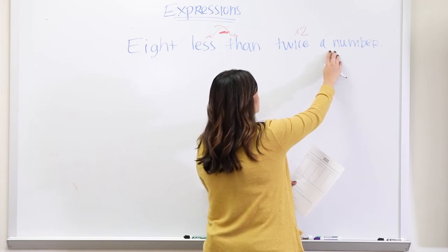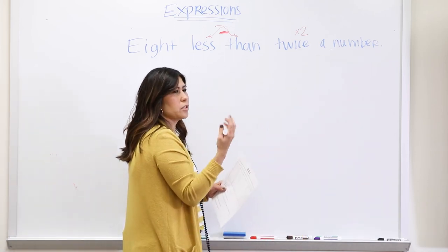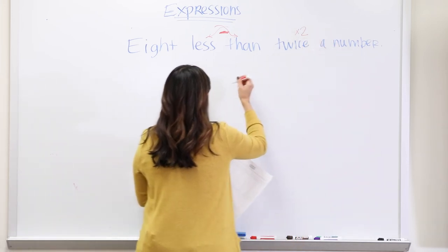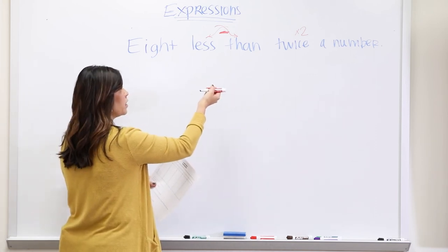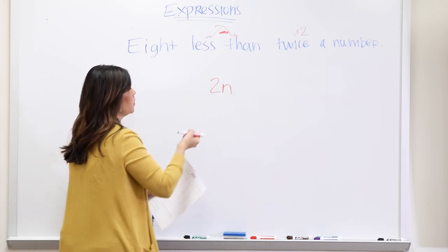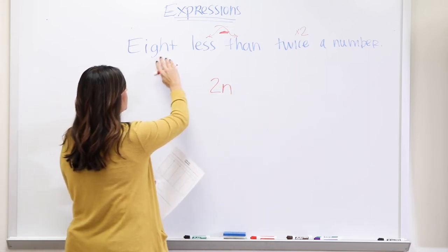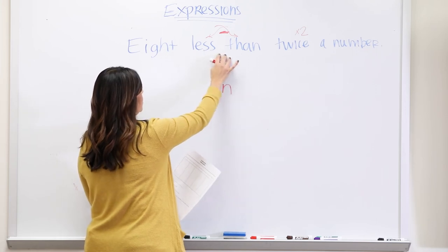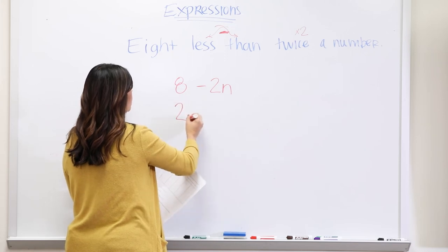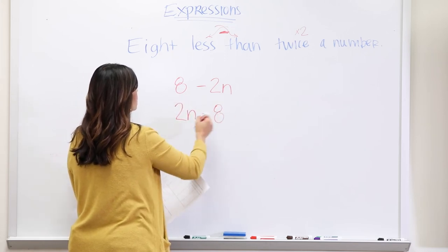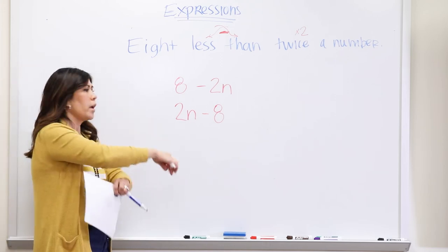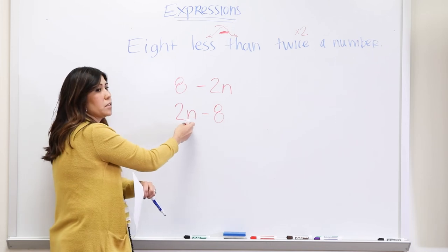Twice a number. Because we don't know it, we can call it N, X, P, heart, I don't care. So twice some number. What does twice a number look like? 2N, twice a number, 2X, whatever. Then we come back here. 8 less than twice a number. Does it look like this or does it look like this? The second one. So, 8 less than twice a number.